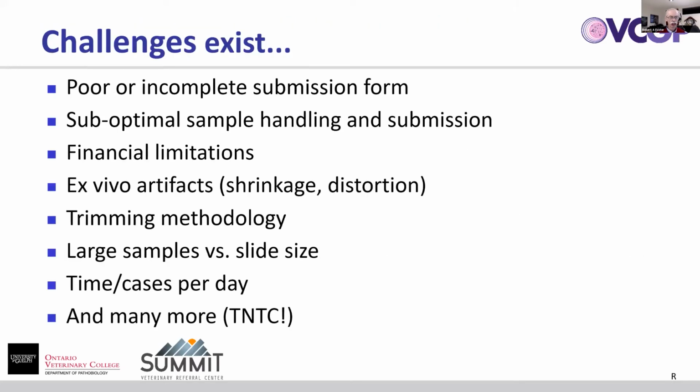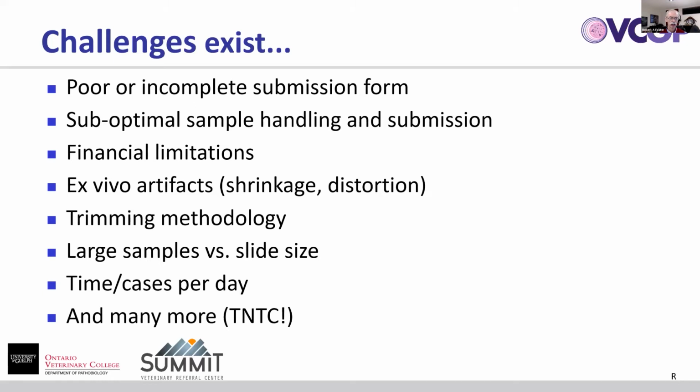There are lots of challenges, and we are all very much familiar with many of these challenges. This is not a complete list by any means. All of these areas are areas where things can be improved, where research can be done, where things can be optimized. We all know about how poor or incomplete some of the submission forms are. It's as though you're on a need-to-know basis and you don't need to know for some of the reports, and others are really good. I was quite surprised that in the human field, one of the pathologists' biggest issues was the lack of submission information, and that really surprised me. But it's widespread. We deal with it.